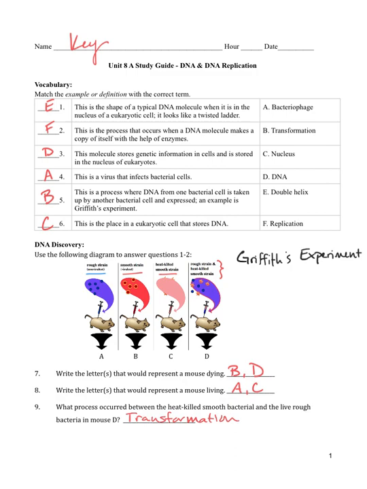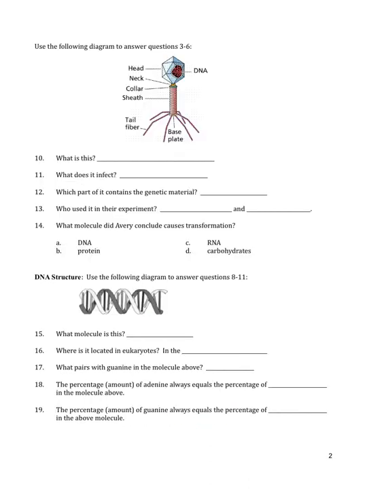And it's when DNA is transferred from one cell to another and then expressed in the live cell. For the next several questions, we're going to look at the diagram that is provided and answer the questions. So number 10 says, what is this? So that's referring to the image above, and that is a bacteriophage, which is a virus that infects bacteria cells.